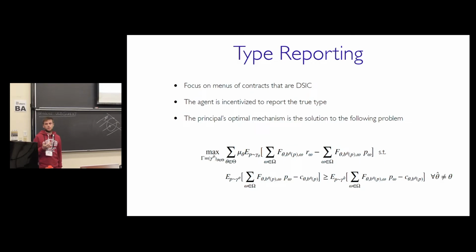We focus on menus of contracts that are dominant strategy incentive compatible. In this way, the agent is incentivized to report the true type. And so the principal's optimal mechanism is a solution of the following problem, in which essentially we want to maximize, over all the probability distributions over contracts, the expected utility, subject to the incentive compatibility constraints.